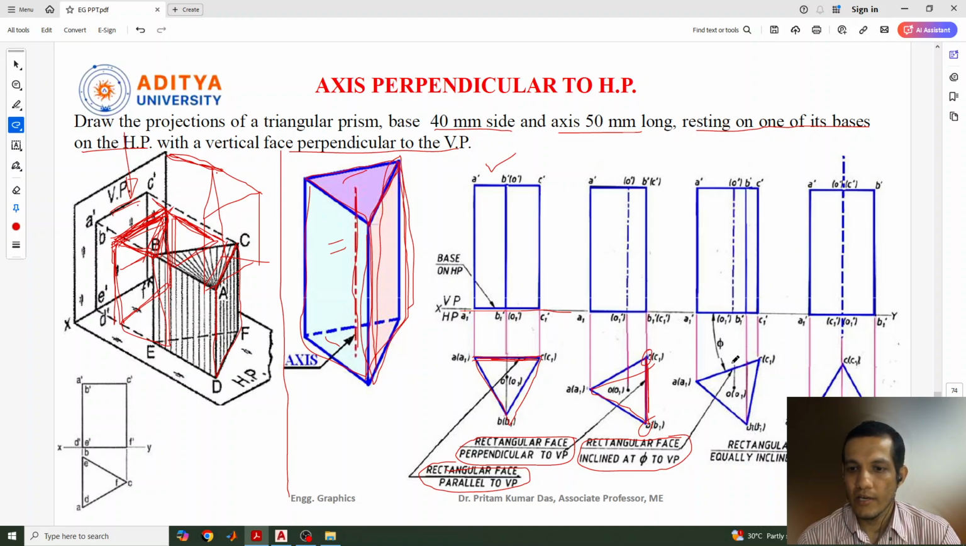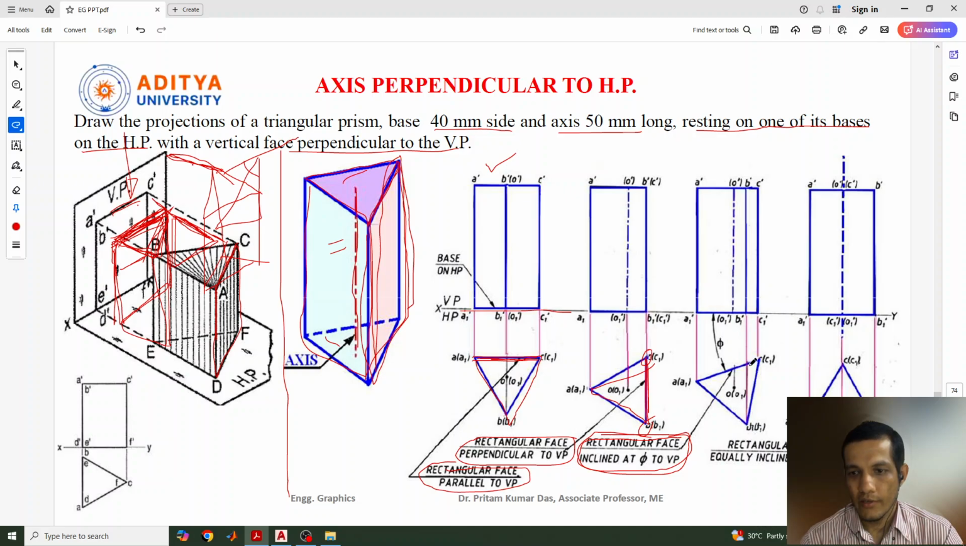The third condition is here: the rectangular face is inclined at an angle to the vertical plane. This is also one side, now it is perpendicular, 90 degrees. Now these things need to be slightly rotated. In this case it is 90 degrees. Now we need to rotate these slightly so as to make an angle like this. We can draw it like this. So there will be an angle between the vertical plane and this one side.